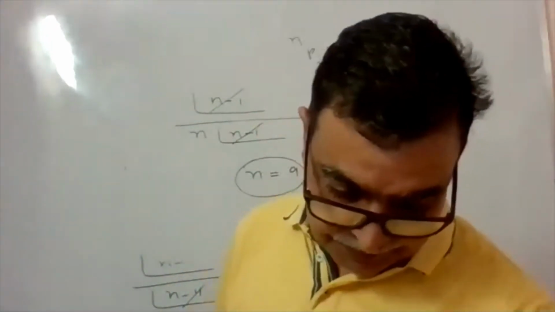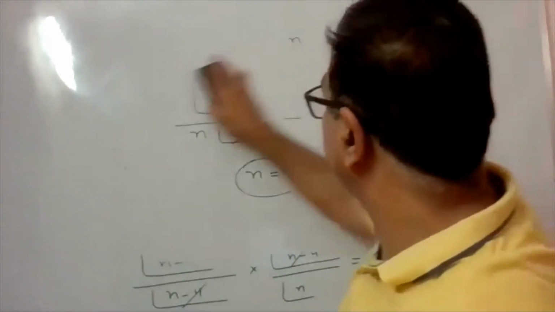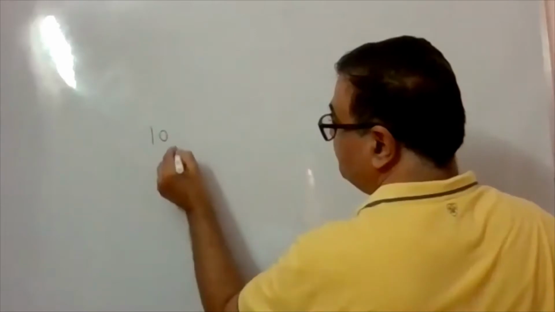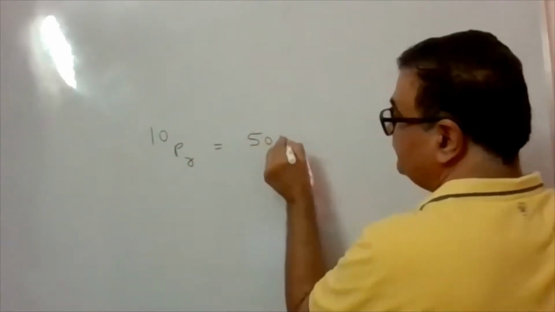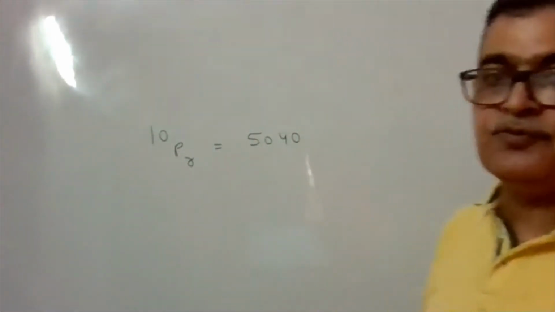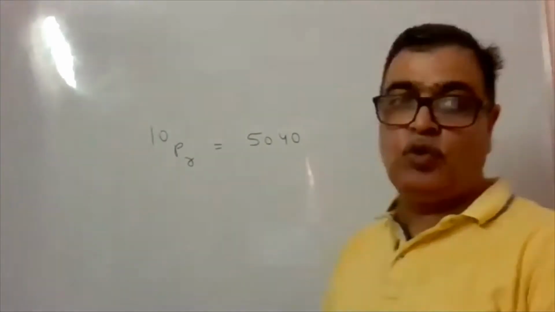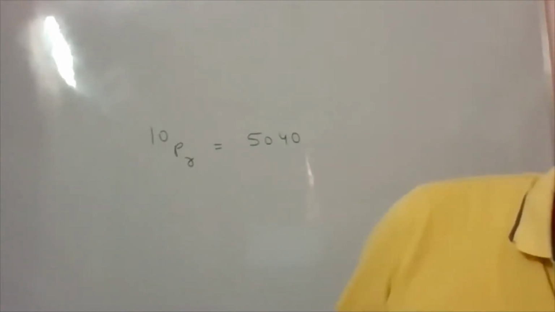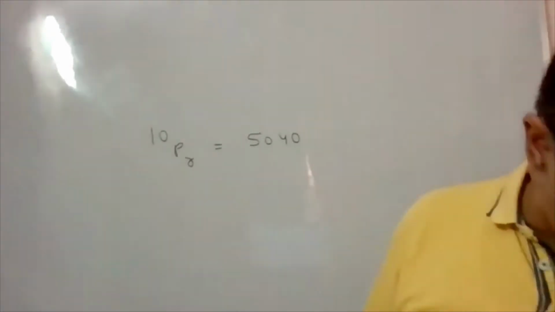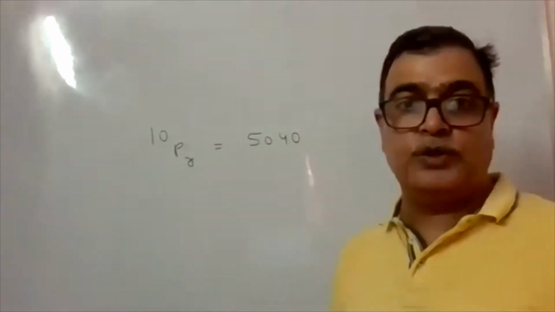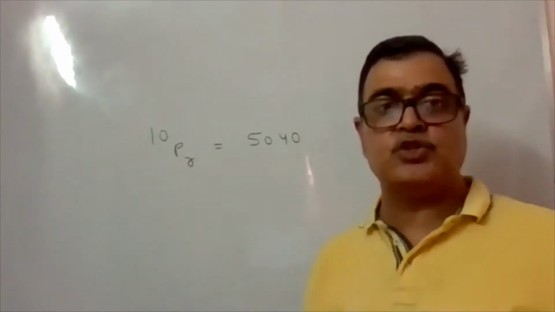Next question, please. 10P4 equal to 5040. 10P4 is 5040. 10PR, sorry. 10PR is 5040. Find what should be R here. The question is 10PR is 5040. My question will be what is value of R we should know.